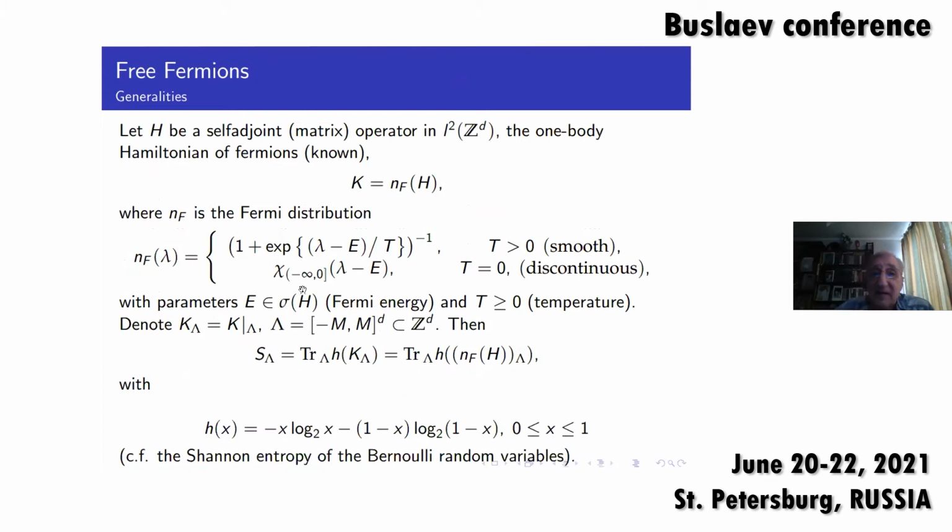I omit some calculations which require some knowledge of second quantization, etc. I would just like to present you the final result. So let H be a self-adjoint operator in L2(Z^d), a symmetric finite difference operator. Physicists call it the one-body Hamiltonian. And it is the Hamiltonian that in fact determines the behavior of 10 to the 23 fermions, because they do not interact.